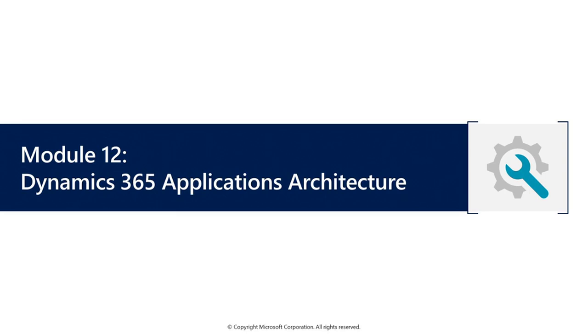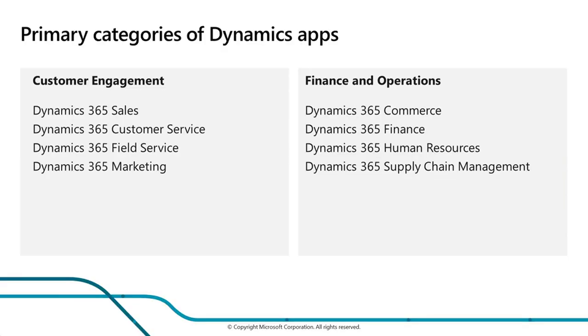Now let's talk about Dynamics 365 application architecture. The primary categories of Dynamics apps: you have customer engagement with four services. Dynamics 365 Sales, which is the old CRM; Dynamics 365 Customer Service; Dynamics 365 Field Service, about delivering; and Dynamics 365 Marketing, which was a bit part of CRM before, but is now a separate solution. So you have these four different applications available in customer engagement.